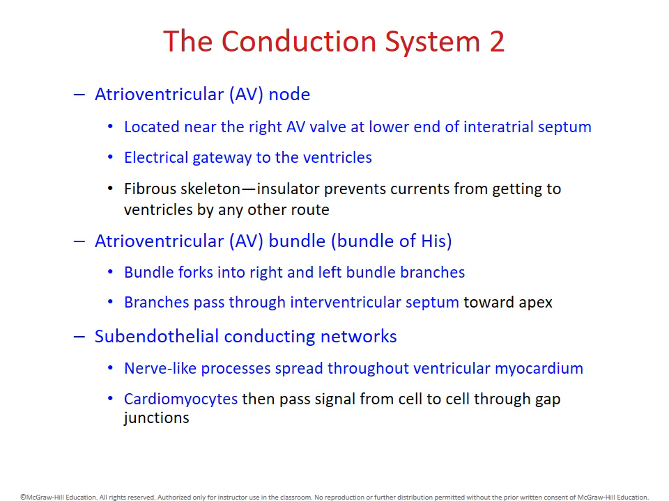At that point, it will separate to the left and to the right, activating the subendocardial conducting networks, also known as the Purkinje fibers. This network will allow every single cardiomyocyte in the ventricle to be exposed to the action potential as well as get excited to generate its own.